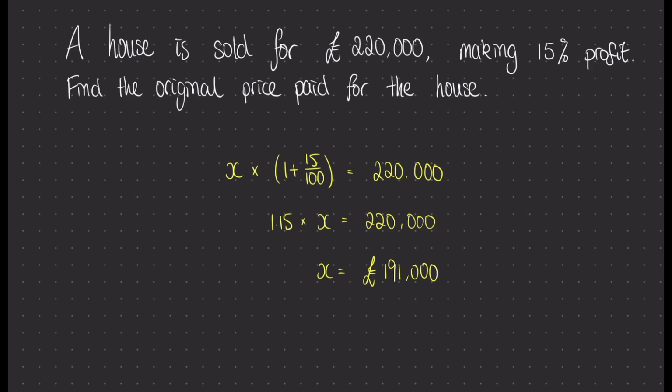So just to break it down, we start with an unknown variable replacing our original unknown price, times by the multiplying factor, then that should equal your new value, and so setting up an equation which you can solve for x, which will be the original value of the house.